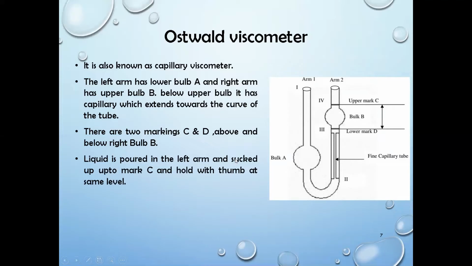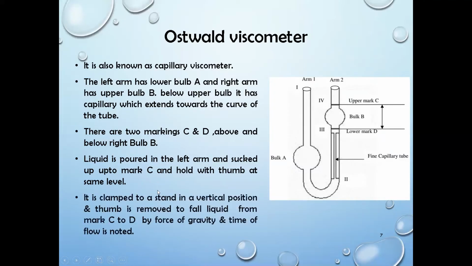Liquid is poured into the left arm and sucked up to the mark C and held with a thumb at the same level. It is clamped to a stand in a vertical position and time of flow is calculated from C to D. That time of flow is used to determine the viscosity of the unknown liquid. As I have already discussed, this is used to measure the viscosity of the Newtonian fluid, and it is also known as single point viscometer. Now we will see the procedure for this.